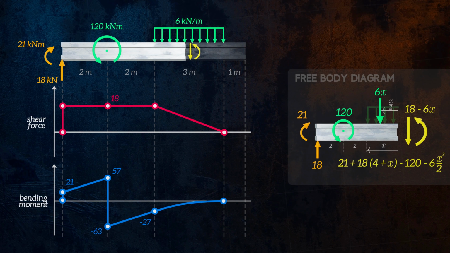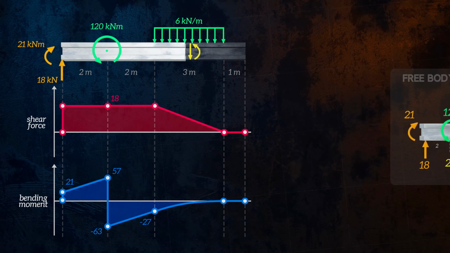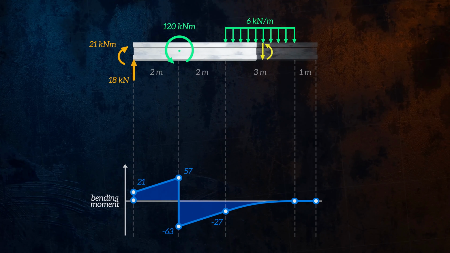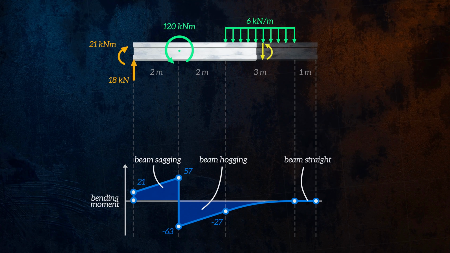No loads are acting on the small 1 meter section to the right of the distributed force, so shear forces and bending moments in that section will be equal to 0. Although we can't calculate displacements from these diagrams, we can use the bending moment information to predict the deformed shape of the beam. Where the bending moment is positive, the beam will be sagging, and where it is negative, it will be hogging. Where the bending moment is 0, the beam will be straight. That will give us a deformed shape that looks something like this.